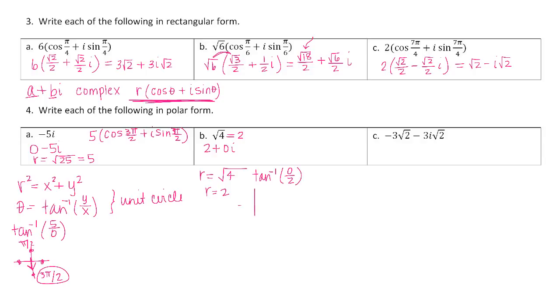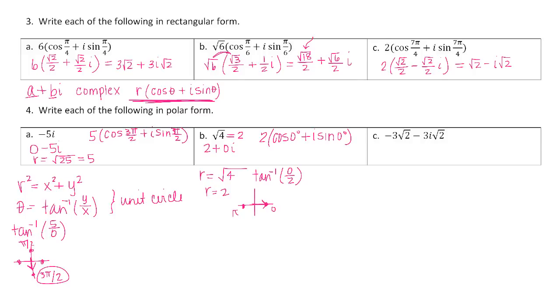So where would tangent be 0? Well, that's either going to be at 0 or over here at pi. And since our radius is positive, that means we have to go towards 0. So that means that we're talking about 0. So here we're going to have 2 times cosine of 0 degrees plus i sine of 0 degrees. And that's going to be your final answer for that one.